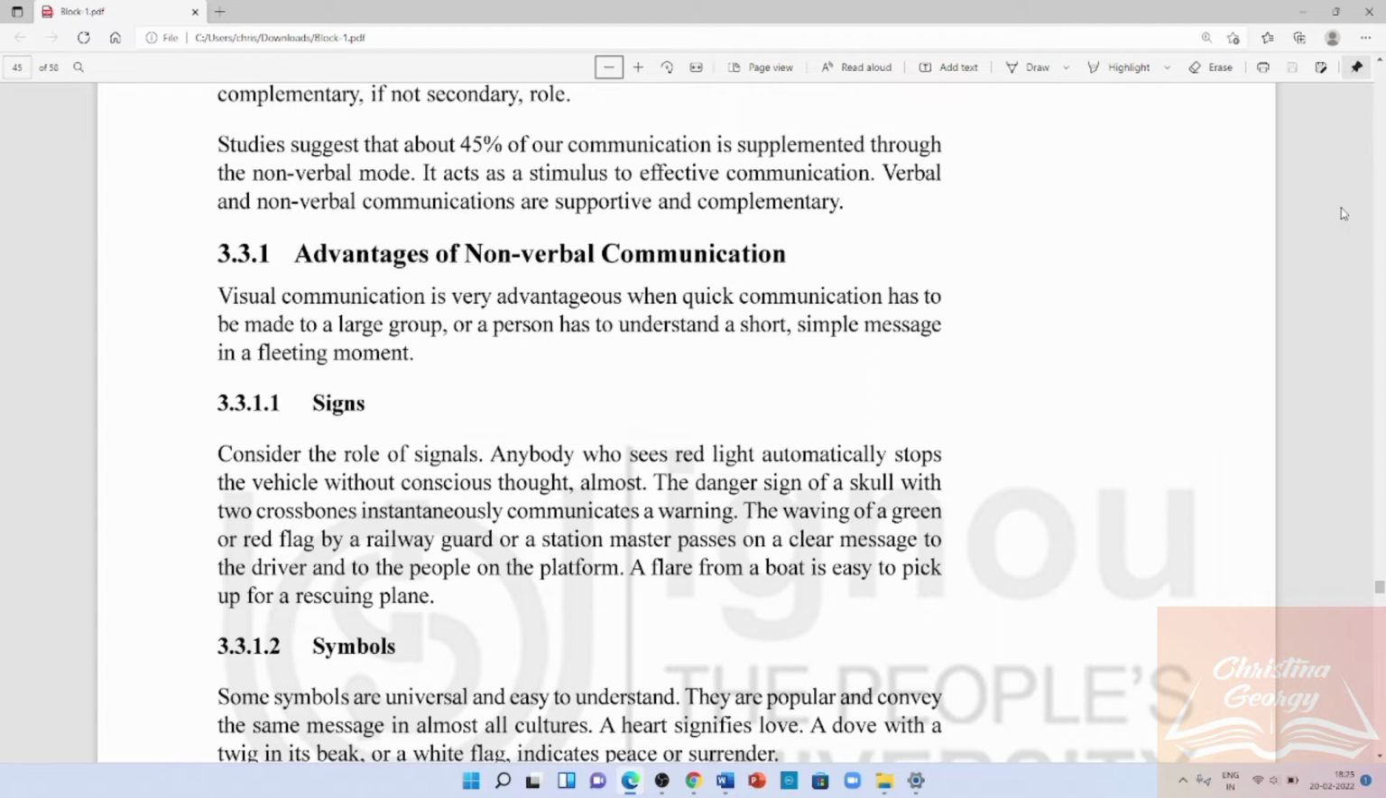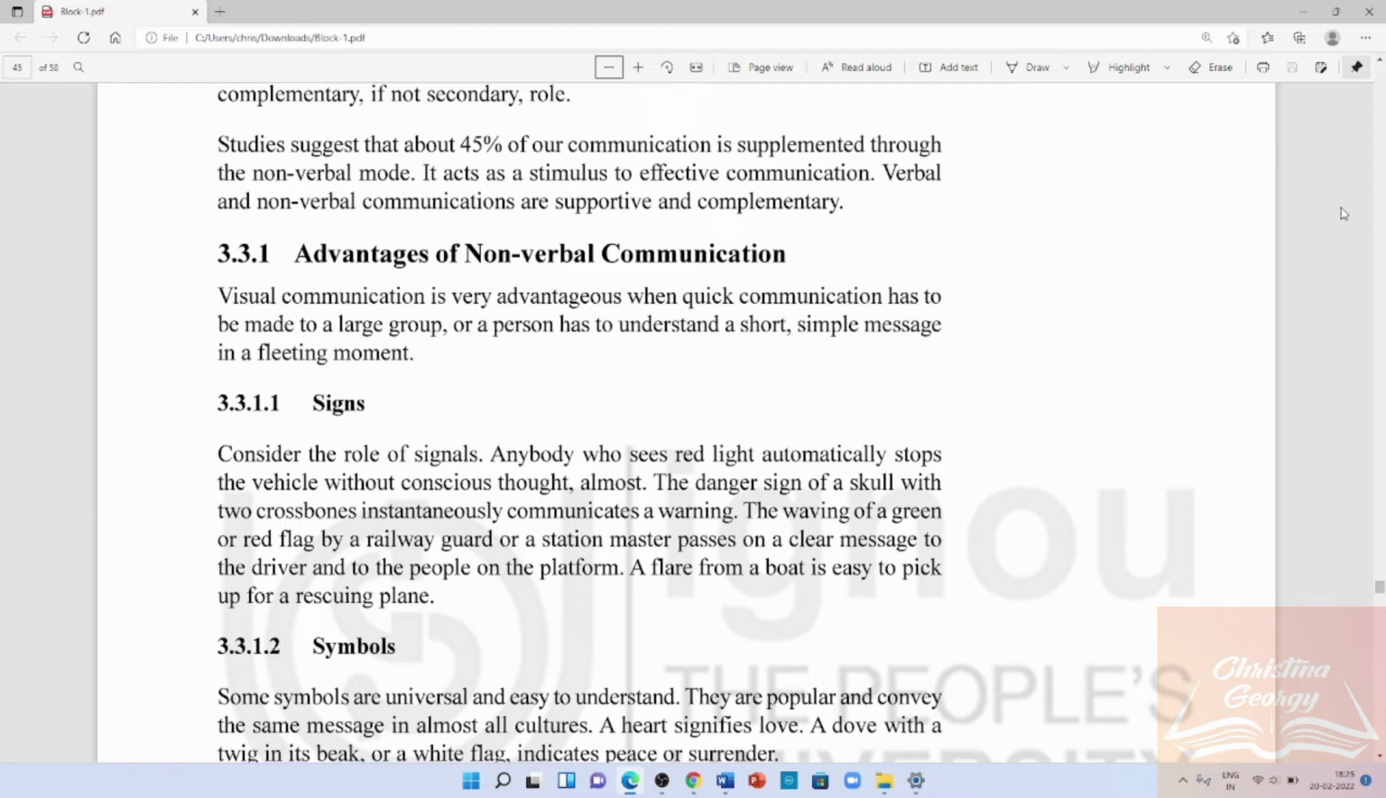So in case of sign, a sign has a singular meaning. We all know that. Anybody who sees red light automatically stops the vehicle without conscious thought. The danger sign of a skull instantaneously communicates a warning. The waving of a green or red flag by a railway guard passes on a clear message to the driver and to the people on the platform. But a symbol has multiple meanings, and these meanings shift as per the context.